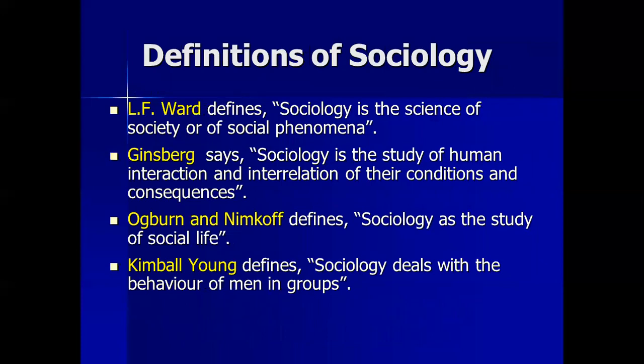Definition of sociology. According to theorists, each gave a particular definition of sociology. Comte defined sociology as the science of society or of social phenomena. Giddings says sociology is the study of human interaction and interrelation, their conditions and consequences. Small defined sociology as the study of social life. Young defined sociology as dealing with the behavior of men and groups.